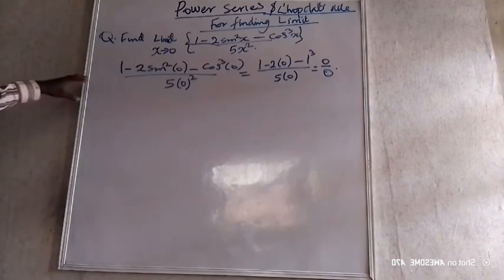Now, if we substitute 0 for x, what do we have? We have 1 minus 2 sine square 0 minus cos cube 0 over 5 into 0 squared, which equals 1 minus 2 into 0 minus 1 cube over 5 into 0. So at the end of the day, our answer is 0 over 0. This is indeterminate. We have to do further work on this by differentiating the numerator and denominator. Now let's go ahead and do the differentiation.